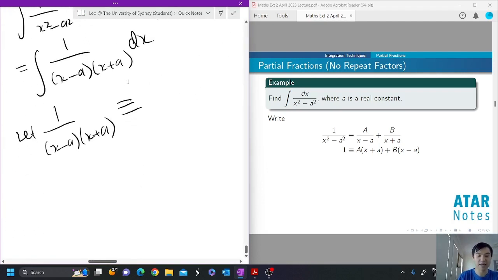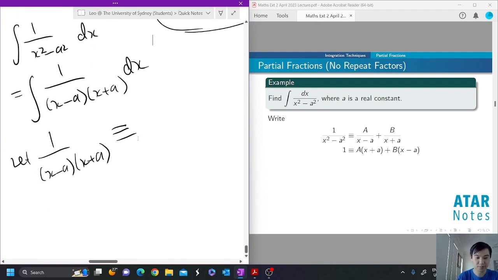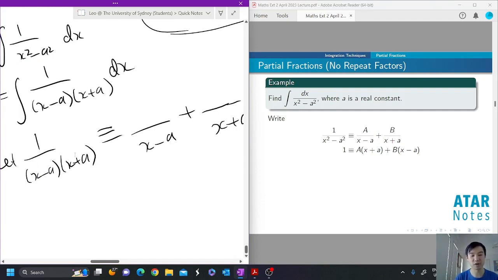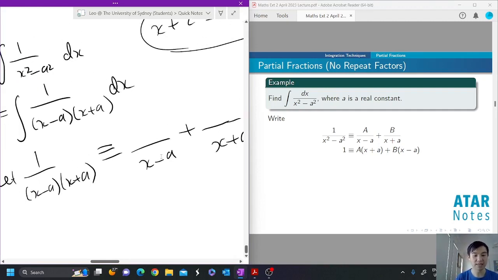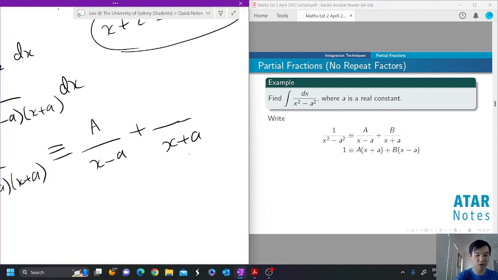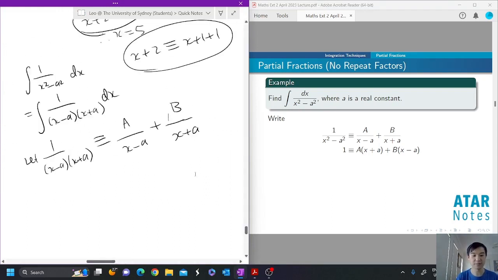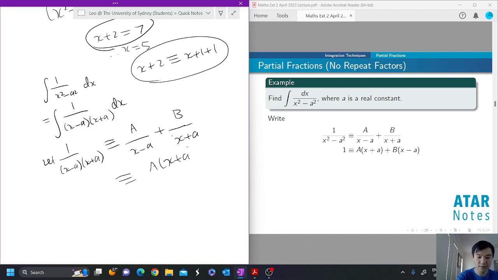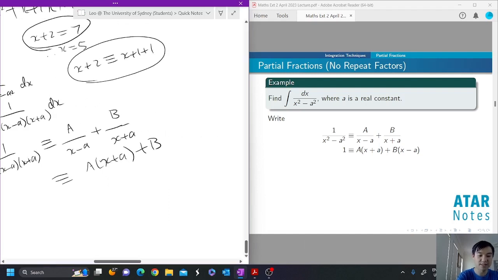So here I'm writing it in a different form. I'm going to split it as the sum of two fractions, each one with a denominator equal to one of the factors of the original denominator. Because they are linear, I'm going to have constant numerators. Now I can combine this into a single fraction. When I write this as a single fraction, I will get this.